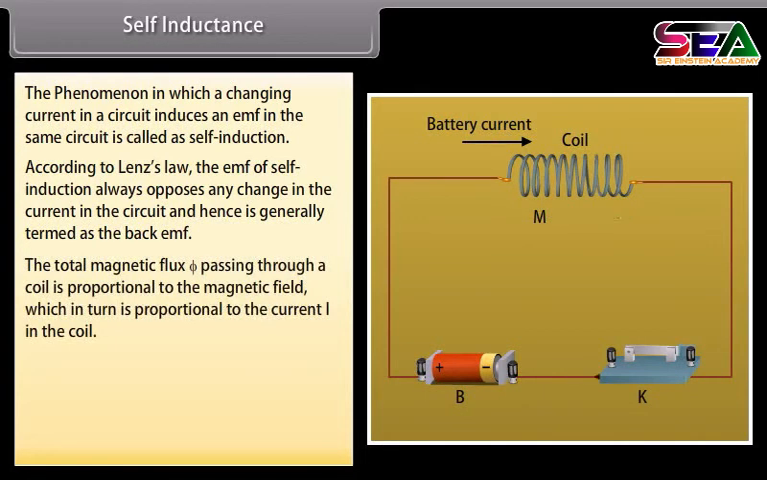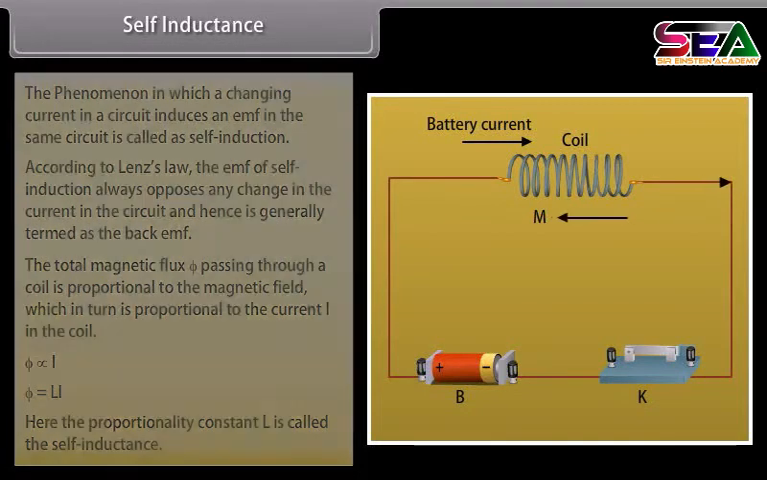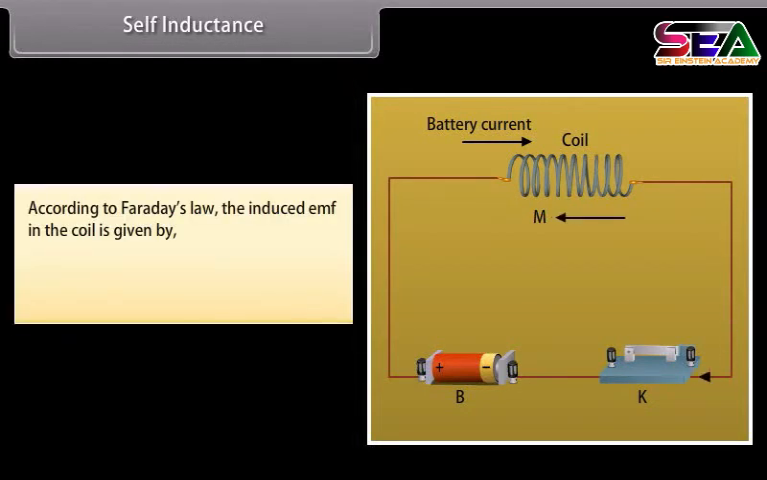The total magnetic flux passing through a coil is proportional to the magnetic field, which in turn is proportional to the current I in the coil. Phi equals the product of L and I. Here the proportionality constant L is called the self-inductance. According to Faraday's law, the induced EMF in the coil is given by minus L di by dt.